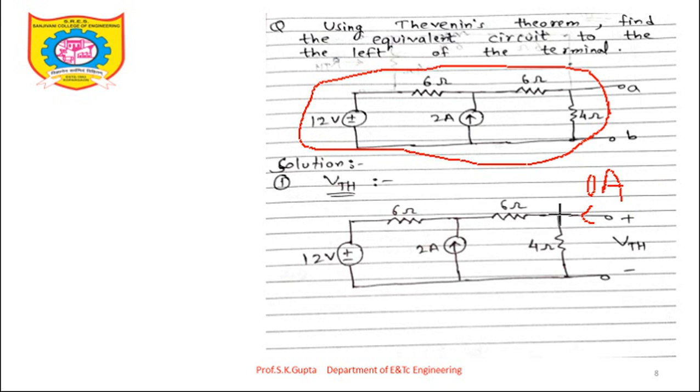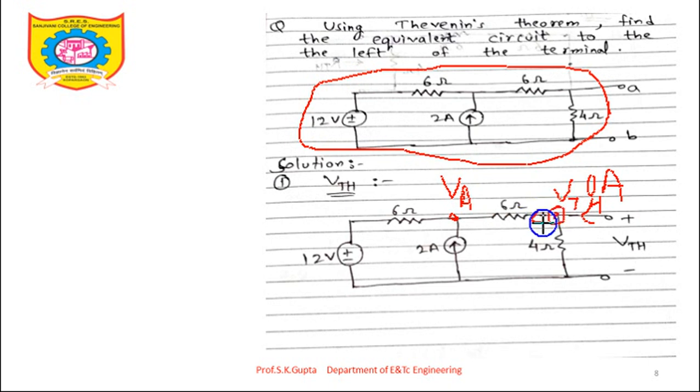So this VTH will come across this 4 ohm resistance. So here is the VTH terminal. And this is one more node. The voltage here is unknown because of the current source. I can consider this as VA. Okay. Now apply one nodal equation at node VTH.